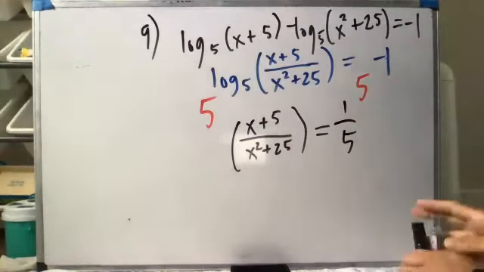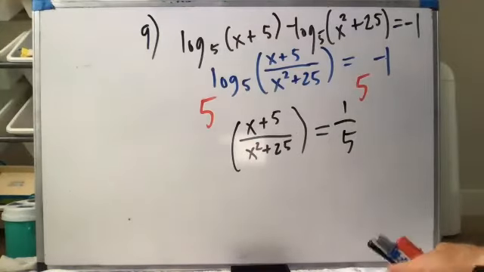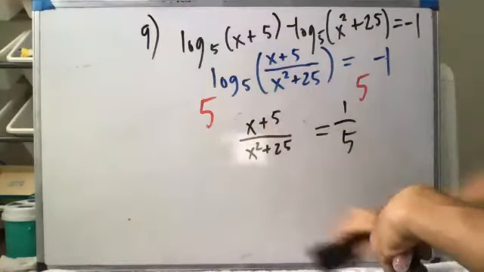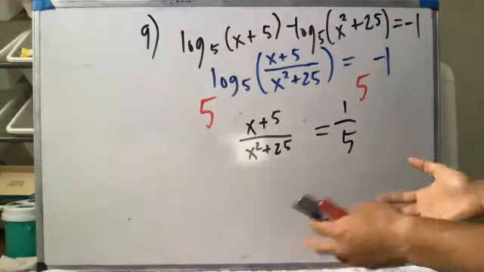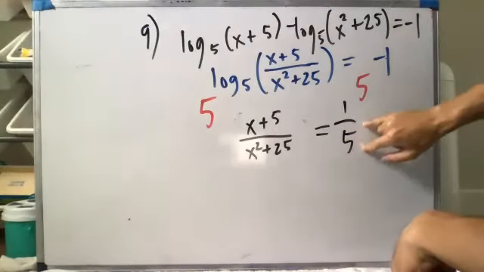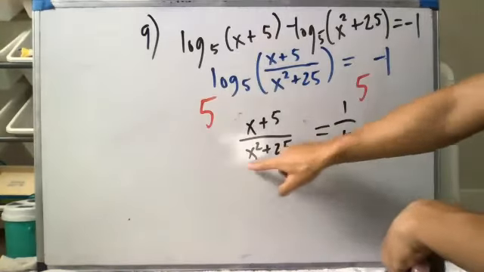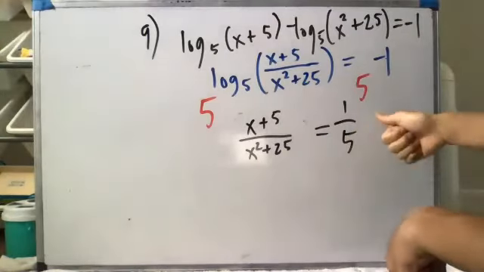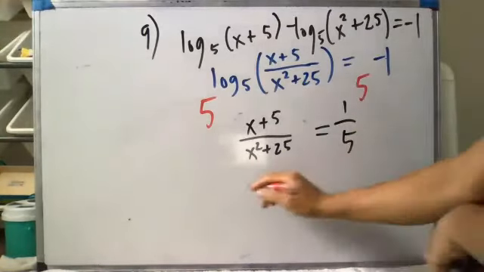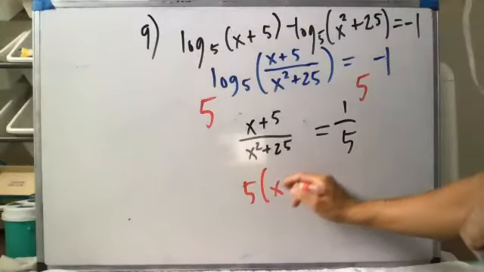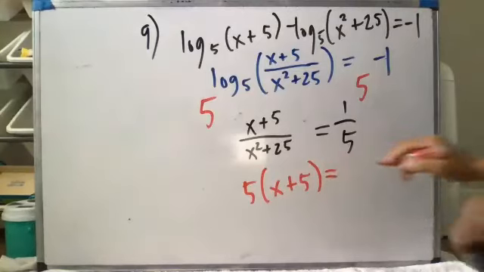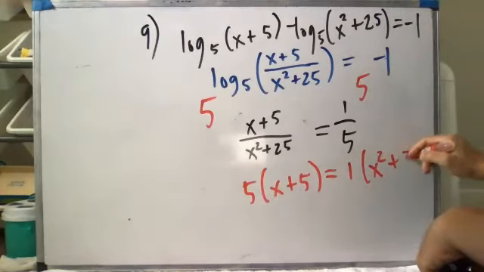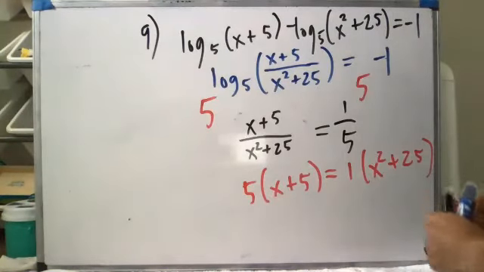Okay, so that's the equation I need to solve now. I don't really need these parentheses anymore. I can just cross multiply, right? Or you can think of it as doing 2 steps: multiplying both sides by 5 to get rid of this 5, and then multiplying both sides by the denominator x squared plus 25. That cancels on this side, so it pops out on the right. You're going to end up with 5 times x plus 5 on the left, and on the right, 1 times x squared plus 25.